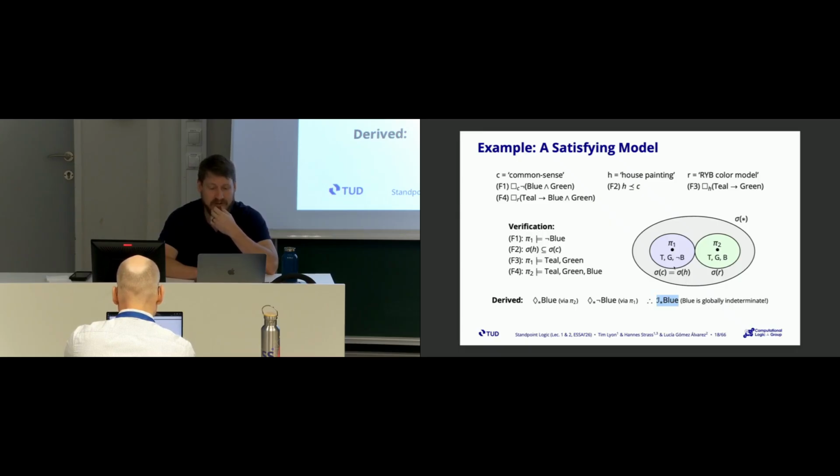Presented with a teal object, the house painting perspective would say that it's teal, but it's not blue, while from the RYB color model perspective, they would say that object is in fact blue. So this indeterminacy operator is encoding or explaining this discrepancy between these different standpoints. And this is one way in which standpoint logic is quite nice. Not only can you reason jointly with knowledge bases that might be inconsistent with one another, but you can also identify where these inconsistencies arise, so what formulae are considered different from different standpoints.